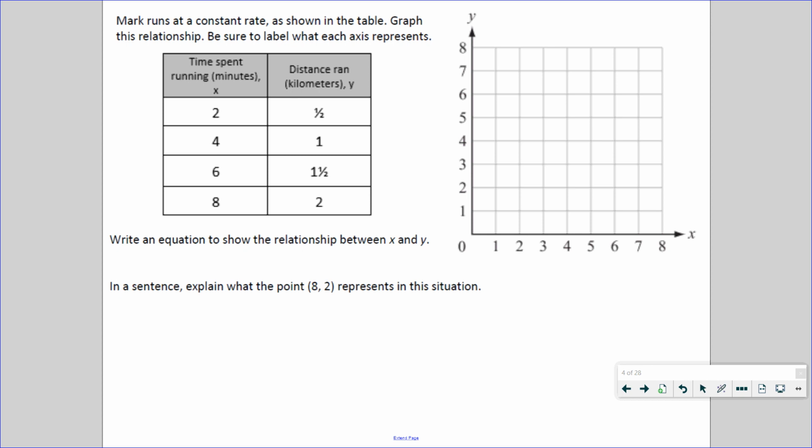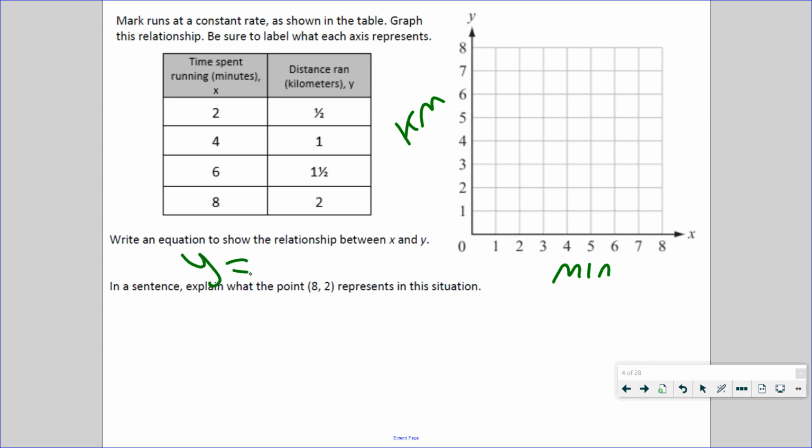So Mark runs at a constant speed as shown in the table. Graph the relationship. Be sure to label what each axis represents. So x represents the time spent running, in minutes, while y is the kilometers, the distance run. So the distance run depends on the time spent running. Write an equation to show the relationship between x and y.